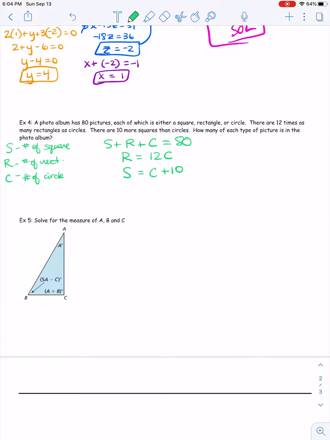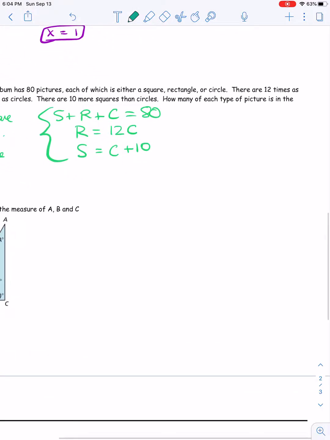Now that I have my system, now I can solve it. It's really easy to use substitution here because R is already isolated and S is already isolated. So I'll get everything in terms of C, solve for C, and then plug it back in to get that S and that R. So let me change colors. I'll go with the darker green. In doing that substitution, I'm going to substitute into this first equation.